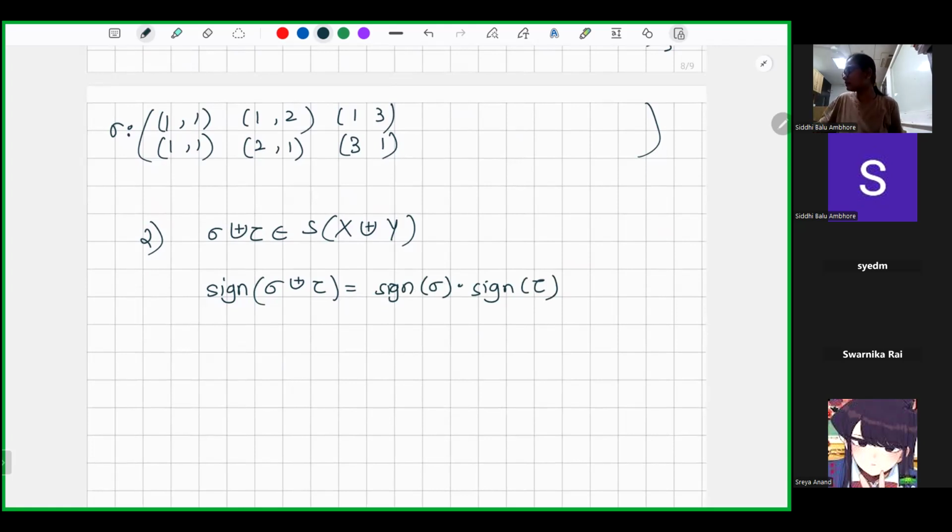Okay, and because they are disjoint cycles, just a disjoint union of this X and Y, it is essentially imitating what happens in disjoint cycles. We just take the product. Any doubts here?